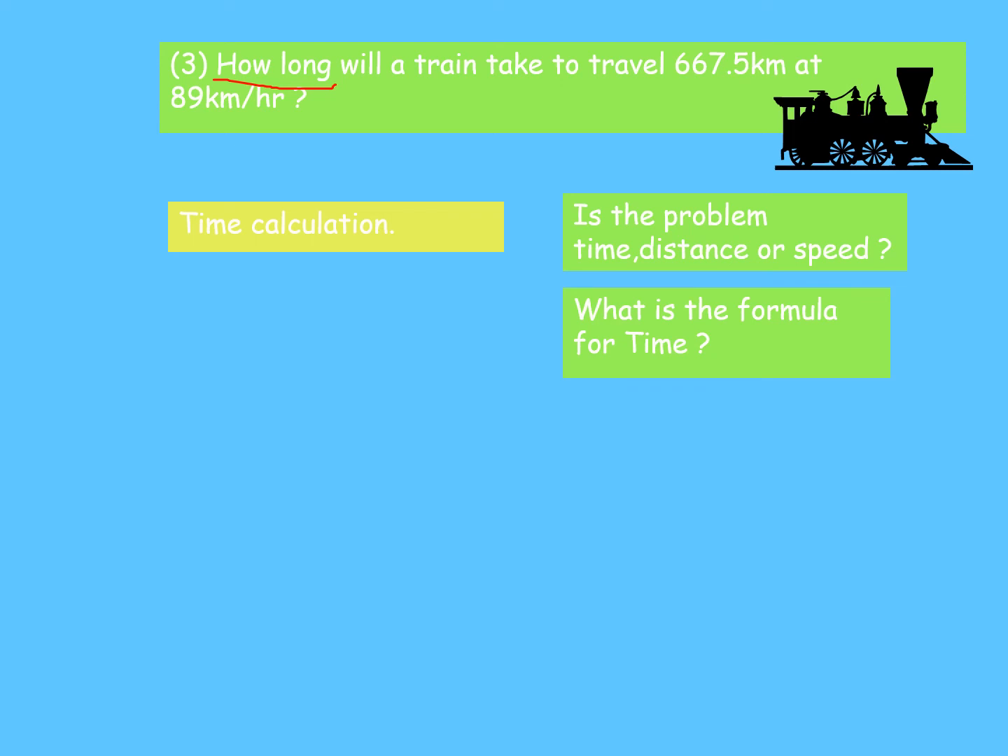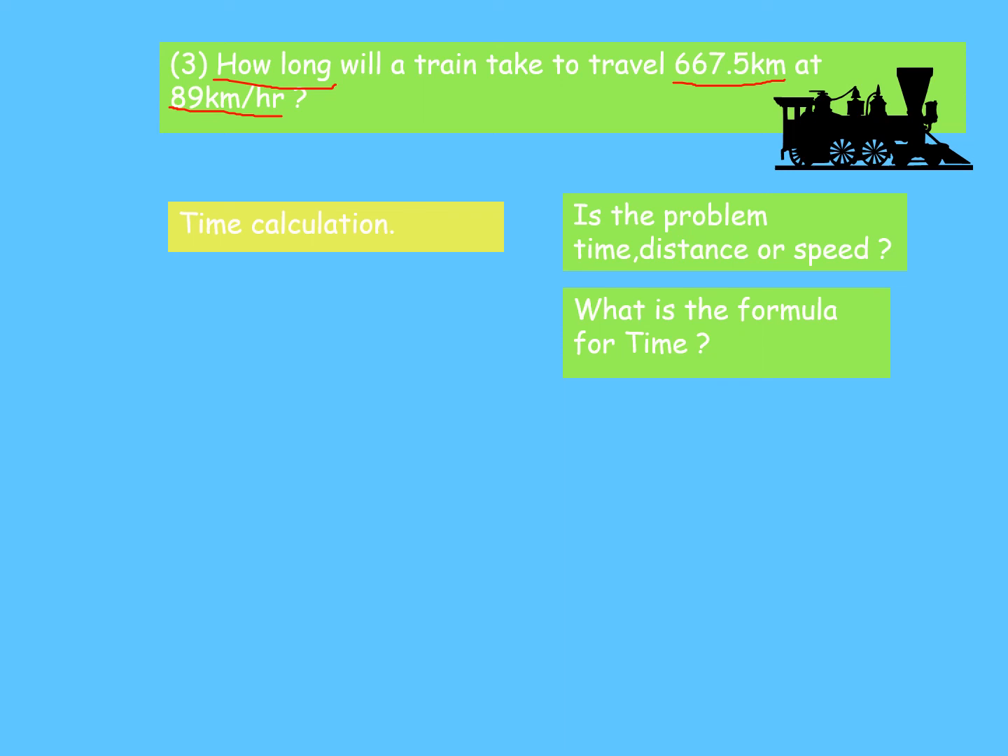Now, we can also determine the problem here using the given numbers. So we have here 667.5 kilometers, that is distance, and 89 kilometers per hour, that is speed. So we do not have time. So the time here is the problem.